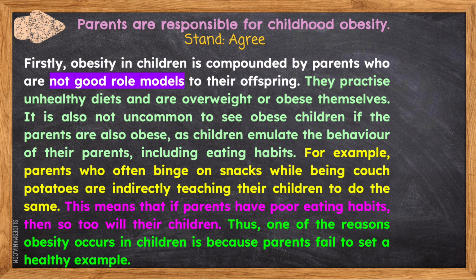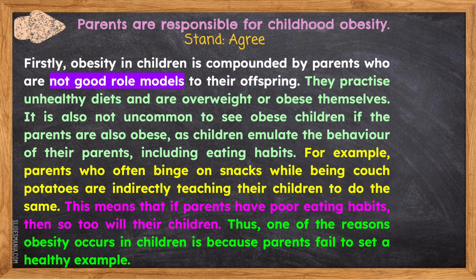So you say, firstly, okay, this is your first point. Obesity in children is compounded by parents who are not good role models to their offspring. Okay, if you see the word compounded here, if you try to guess the meaning, you know that it's definitely not a good thing. So compounded is made worse by parents who are not good role models to their offspring.